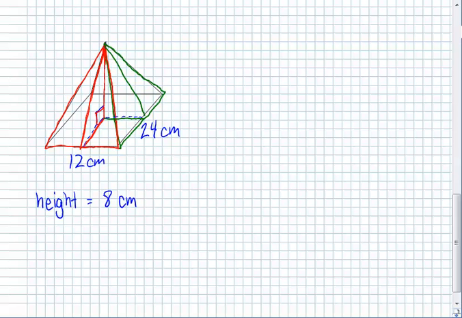So forgive me for mucking up the drawing, but those are the 2 dimensions you need to find, and then you can figure out the total surface area of that rectangular based pyramid.